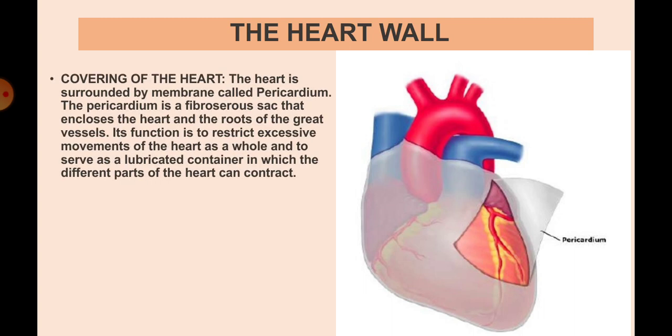The heart is covered by a membrane that is called the pericardium. The pericardium is a fibroserous sac that encloses the heart and the root of the great vessels, and its function is to restrict excessive movement of the heart as a whole and to serve as a lubricated, that is, a slippery container in which the different parts of the heart can contract. So it protects the heart from various damages.